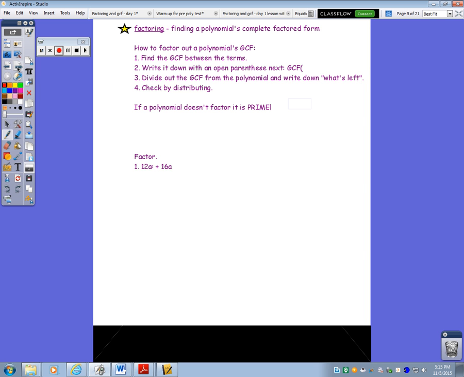Write it down with an open parentheses. Next, divide out the greatest common factor from the polynomial and write down what's left. You check by distributing. If a polynomial doesn't factor, it is prime. This is a lot easier than it sounds.